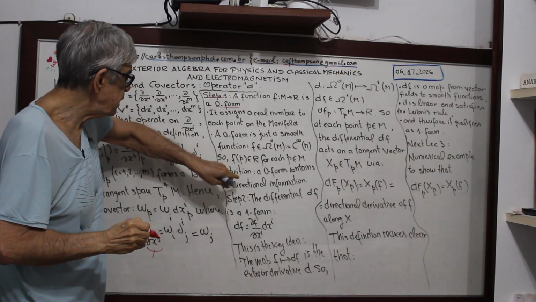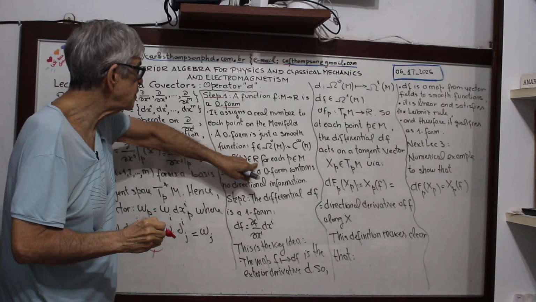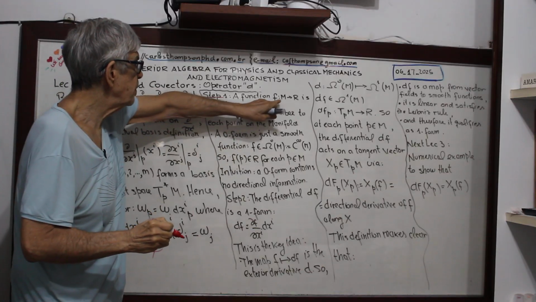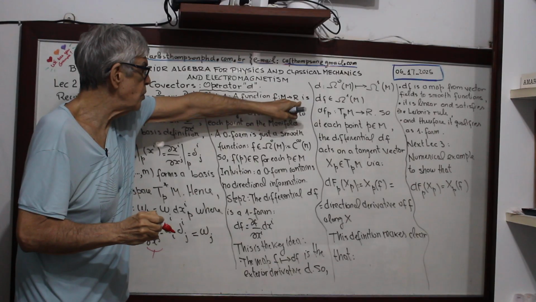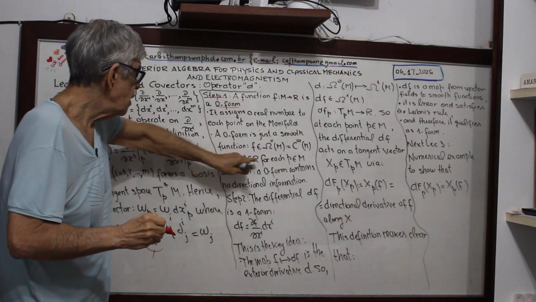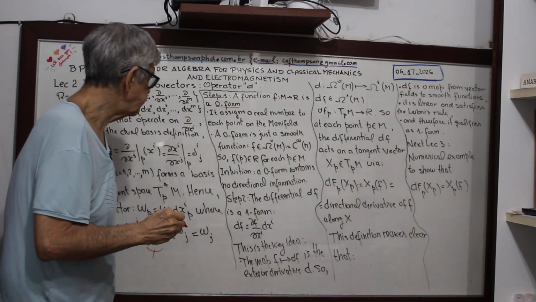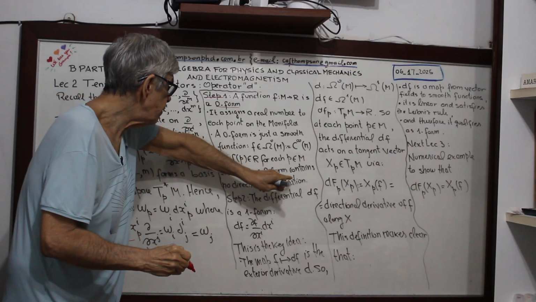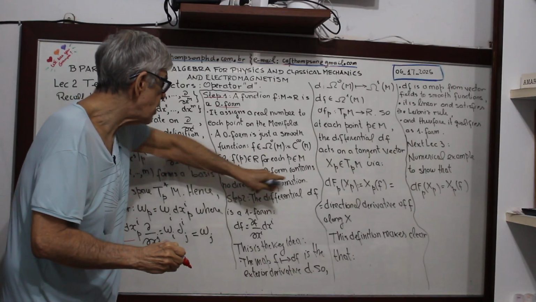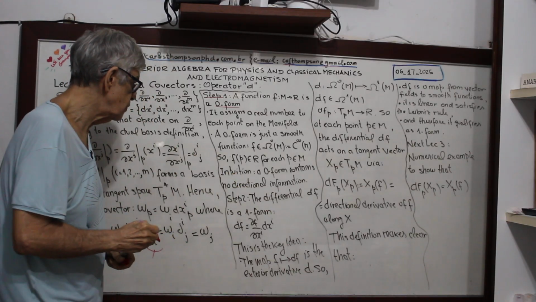So f at p belongs to R, because it maps a point on the manifold to a real number, for each p belongs to M. Intuition: a zero form contains no direction information.